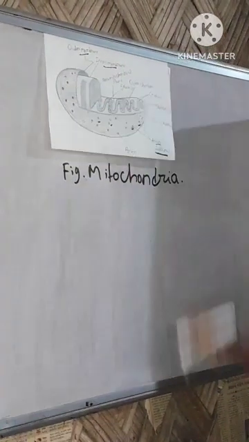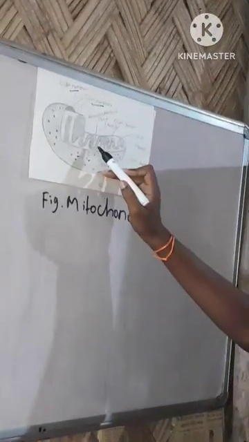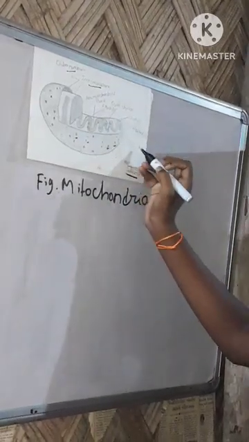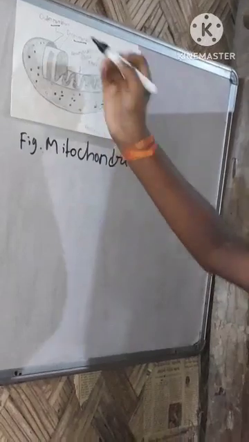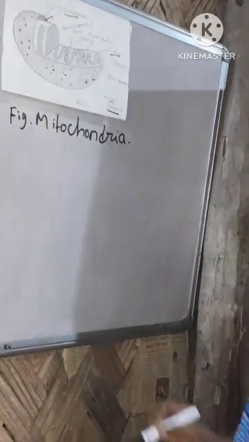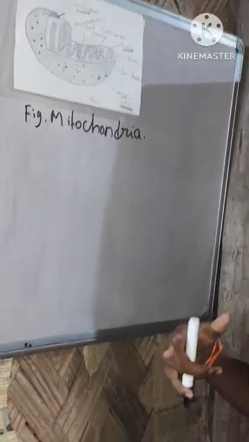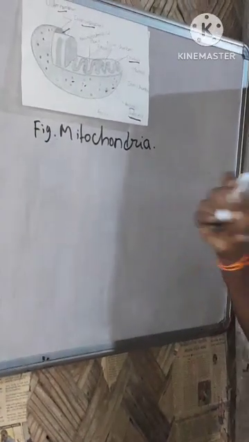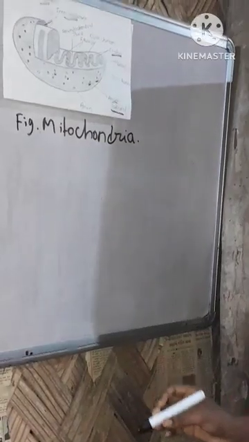Now, the inner membrane folds inside the mitochondria and creates finger-like projections. These are called cristae. In between the outer membrane and the inner membrane, a space is present. This space is called the outer chamber or the perimitochondrial space. Inside the inner membrane, another space is present, called the inner chamber.